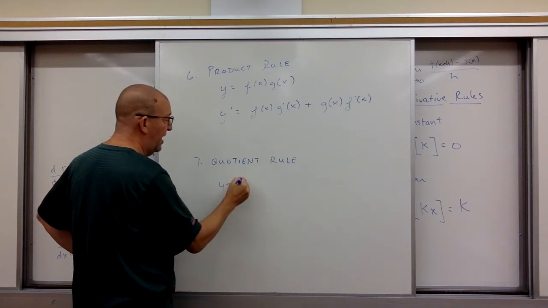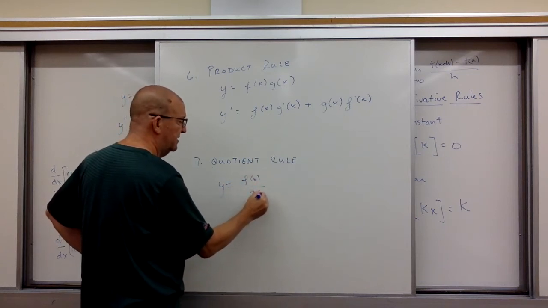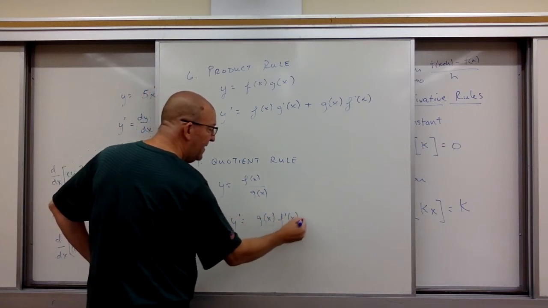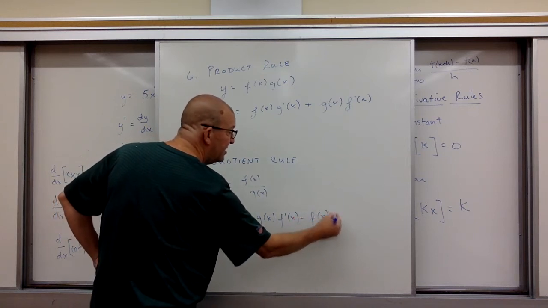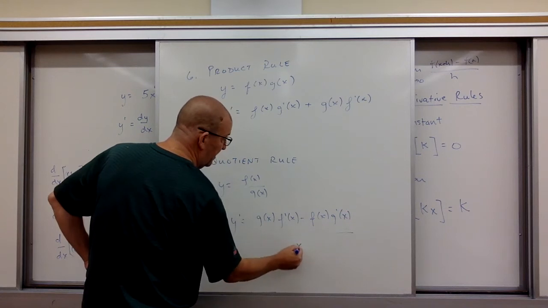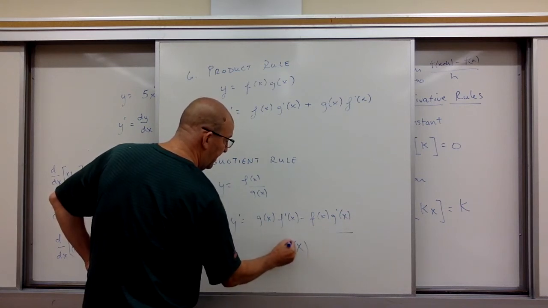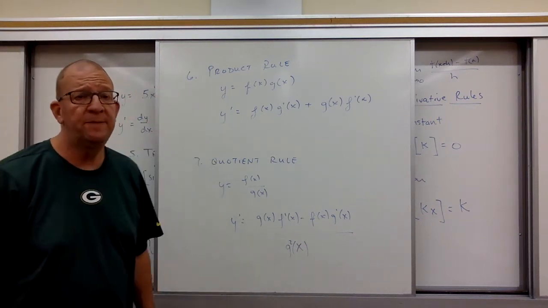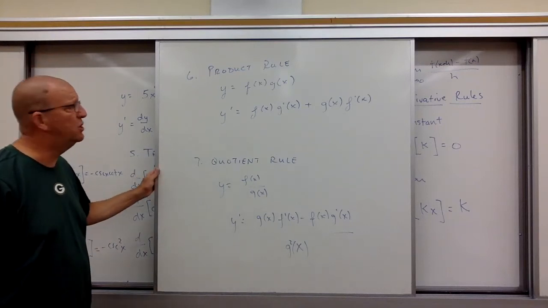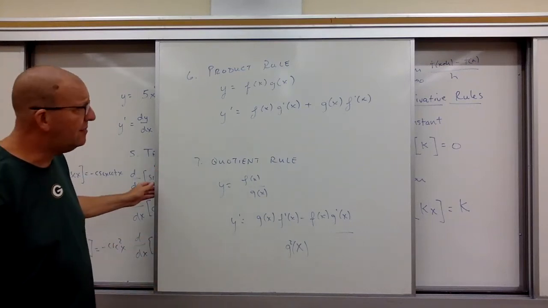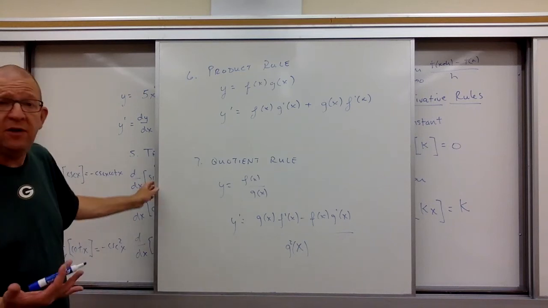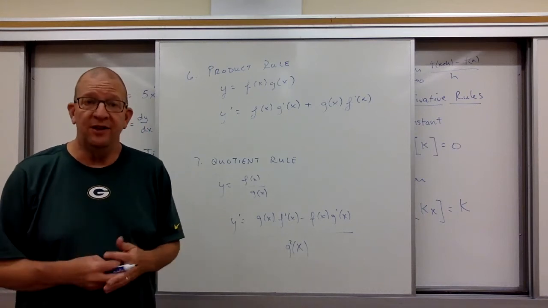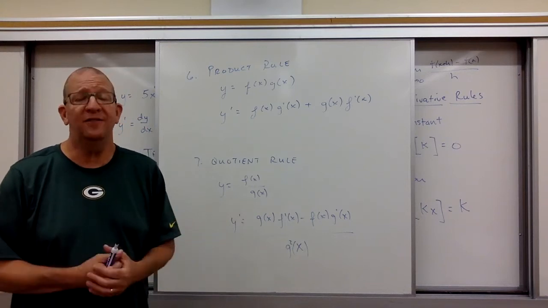This one says if you've got y equals f of x over g of x, y prime becomes low d high minus high d low over low squared. And we'll write that as g squared x because that means g of x squared. Okay, so this is a lot of information in a short amount of time. But as you think about this, these are the rules that you need to know in order to be able to differentiate and analyze all kinds of functions.